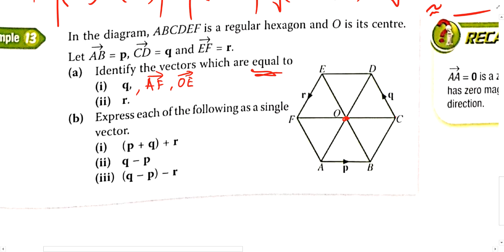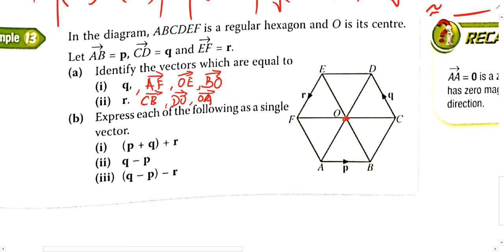Any more? BO. Any more? That's all? Yeah, that's all. Okay, what about R? What else? DO and OA. So we see that they are all equivalent.